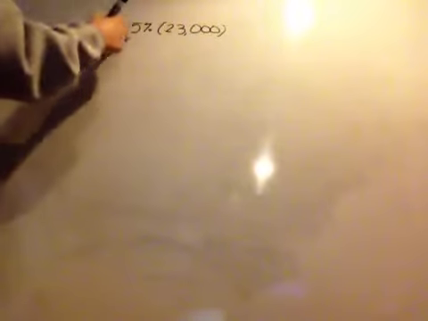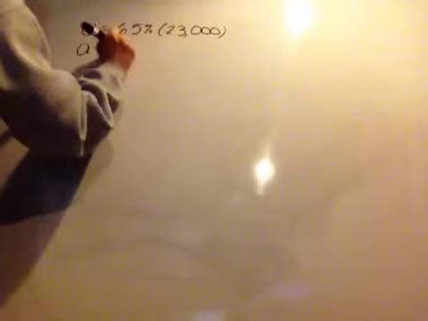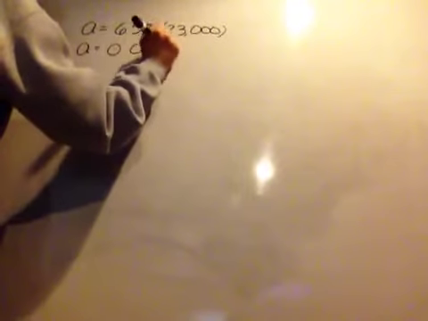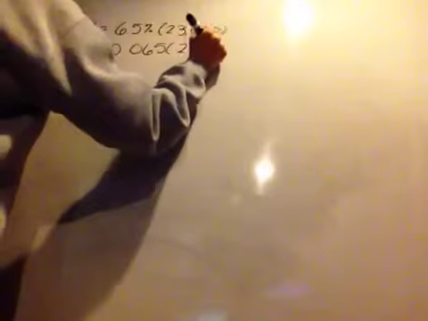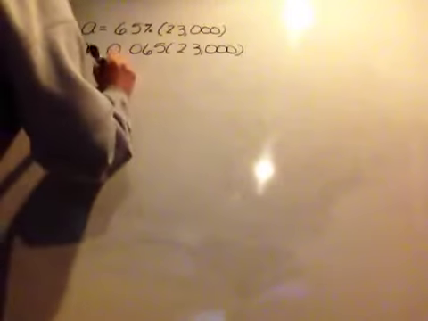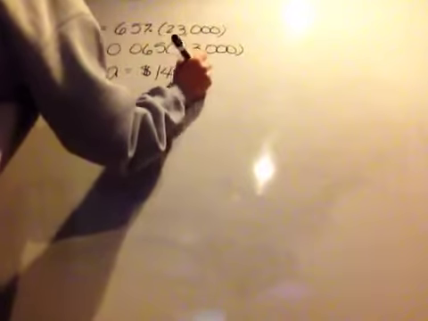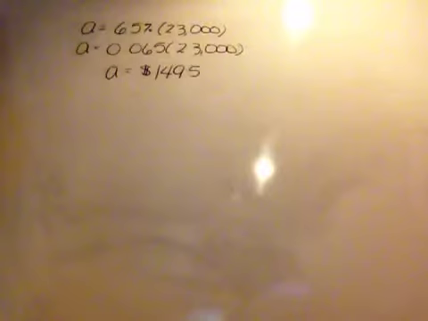Then we're going to write our percent as a decimal by moving the decimal point over 2 places. So we get 0.065 times 23,000. So then we're going to multiply that to find our answer. And we're going to get $1,495. Make sure you put your units on there that it is dollars, since it is an application.